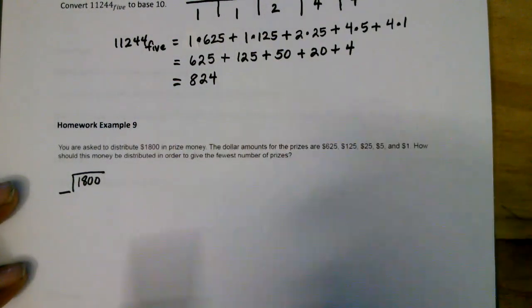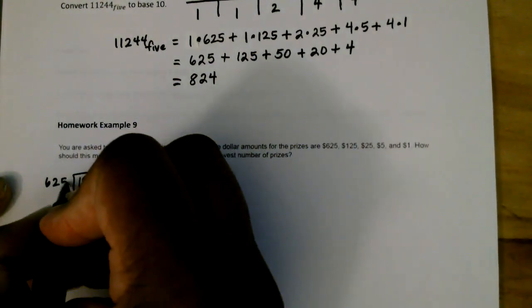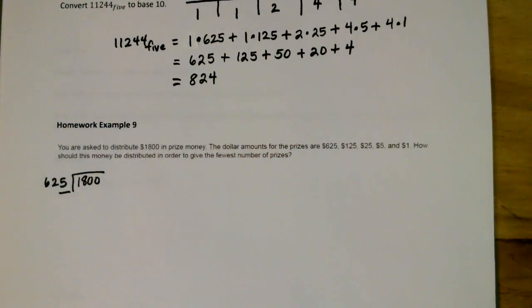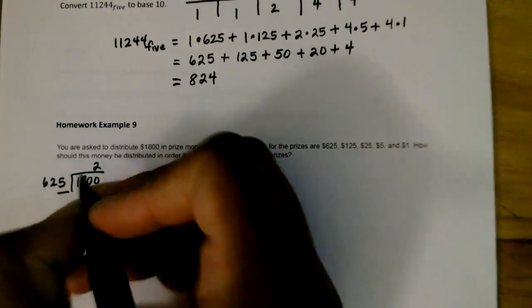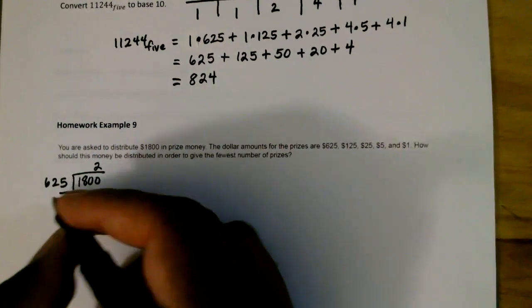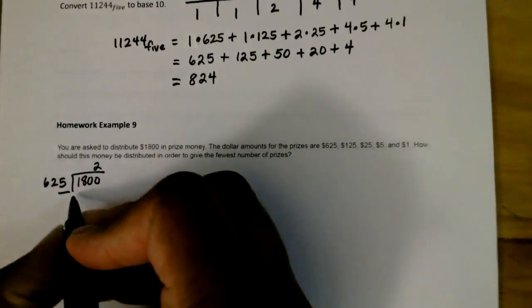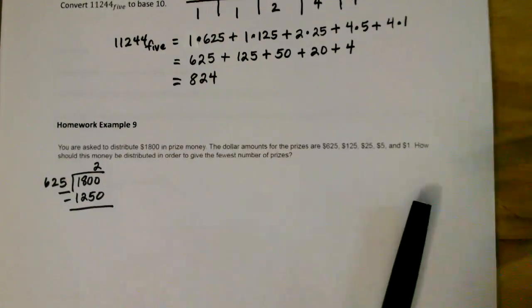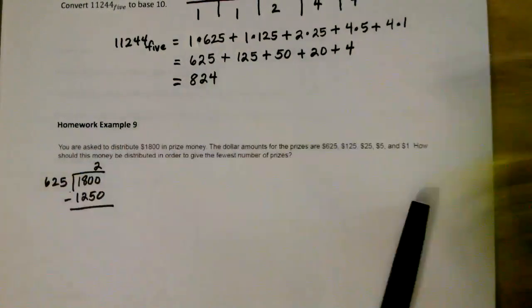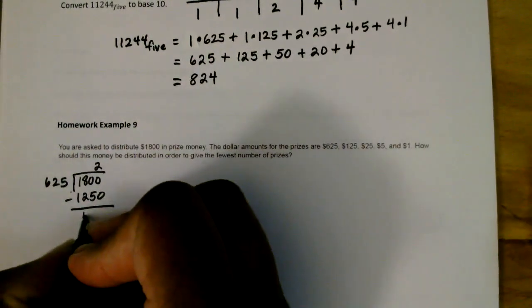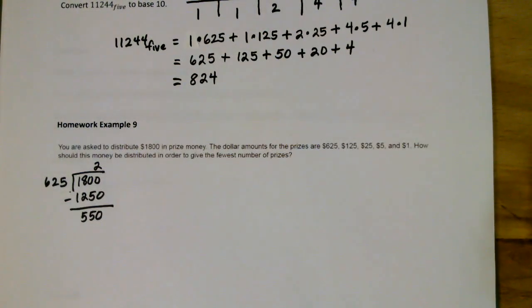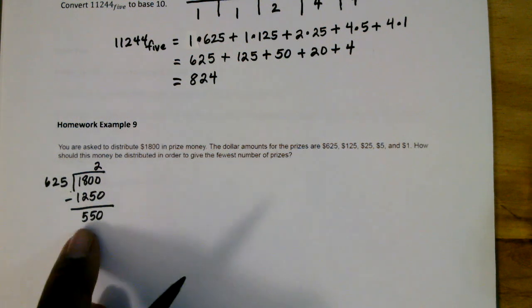Now we're going to divide that by 625. Let's start with the largest. So here I want to find out how many times 625 goes into 1,800. And in this case, it'll have to be 2. And then multiply 2 times 625, that would be 1,250. And then if I subtract 1,250 from 1,800, this will be 550. So my remainder is 550.